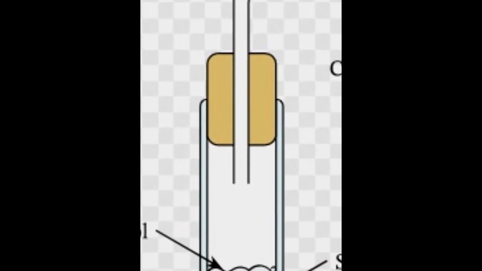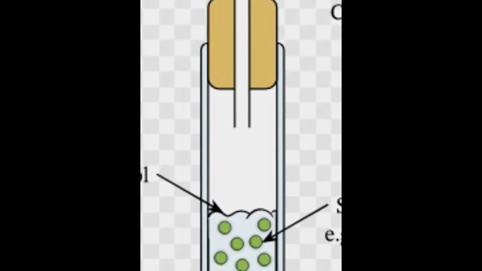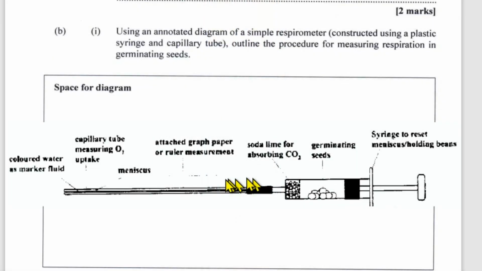Now, what you're going to have here is not really depicted here, but you'll have a little piece of graph paper or a ruler to measure the distance at which this colored water bead is going to move. You'll also have a stopwatch to measure time intervals. With that, you can measure the rate or speed by measuring the average distance over time at which this colored water moves.